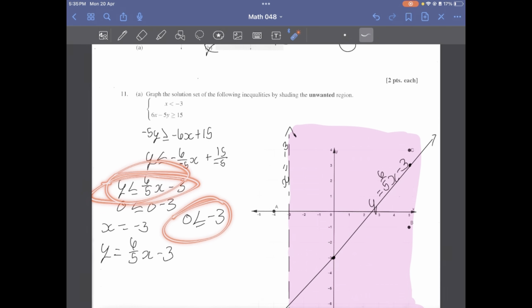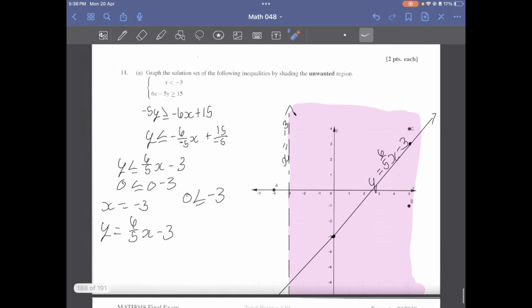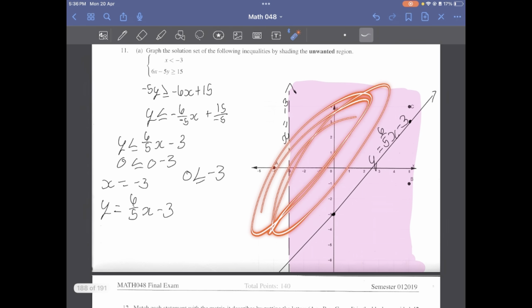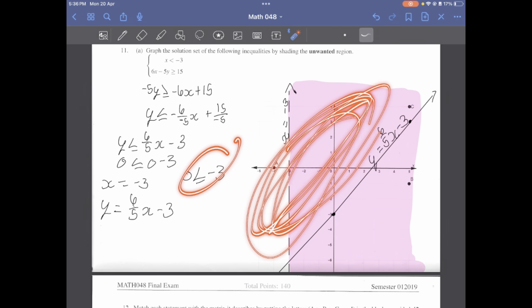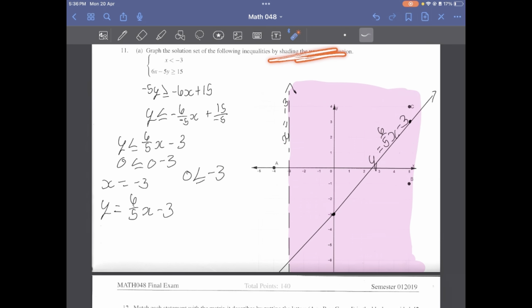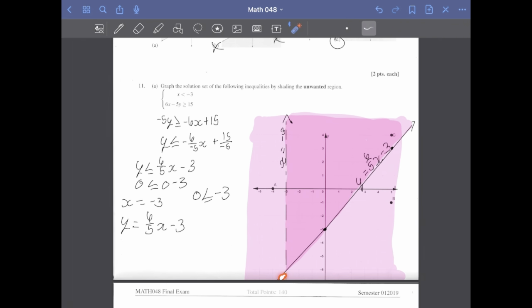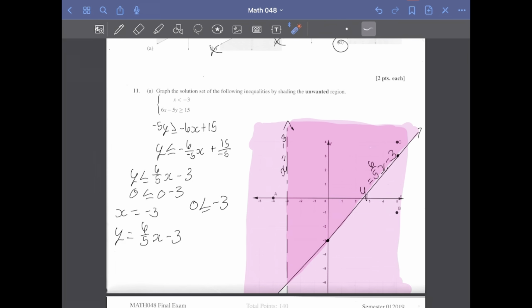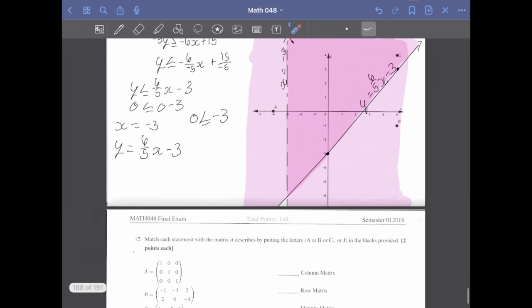Since this gave us a wrong solution, we're shading the side with all these values because all these values over here would give us a wrong solution. And we want to shade the unwanted region. So we're shading the side with 0, 0. That little spot down there is our answer. Okay, and that's our final answer.